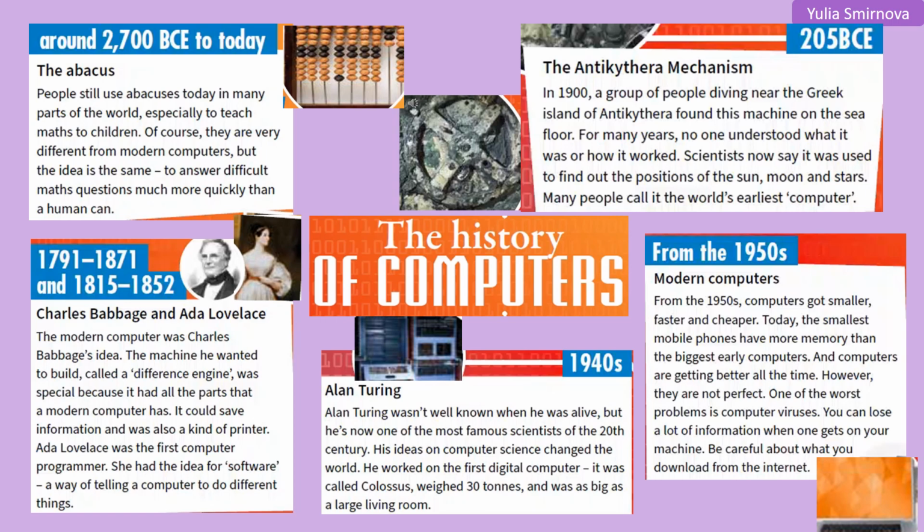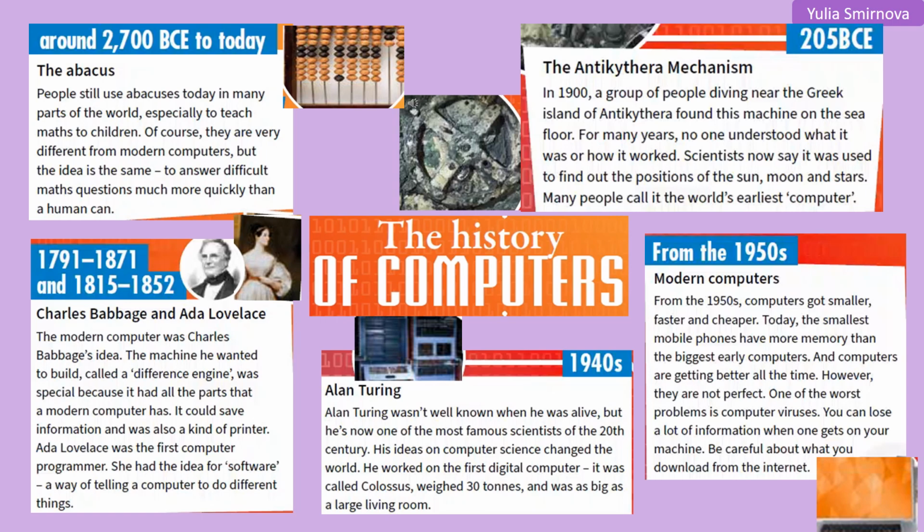1940s, Alan Turing. Alan Turing wasn't well known when he was alive, but he's now one of the most famous scientists of the 20th century. His ideas on computer science changed the world. He worked on the first digital computer. It was called Colossus, weighed 30 tons, and was as big as a large living room.